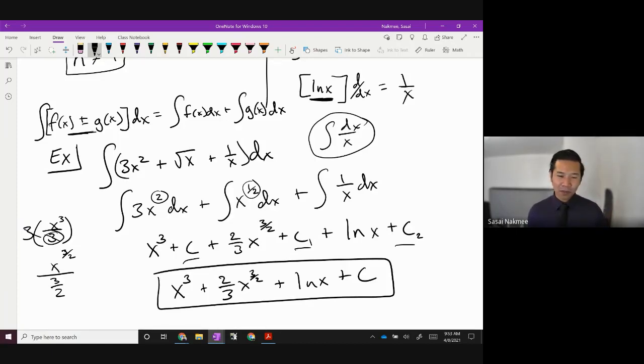Any questions so far on any of these antiderivatives I've done? They're kind of funky, kind of weird, a little strange, but they work. Hopefully, they're okay with you. All right.